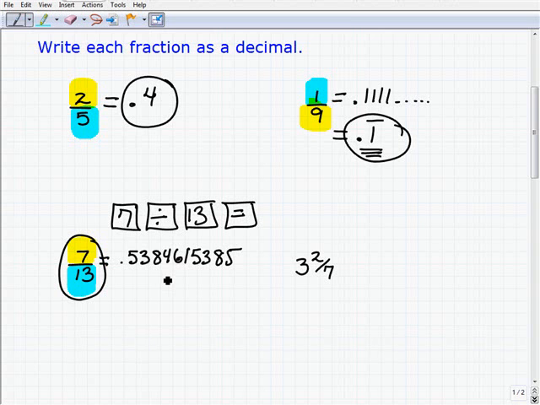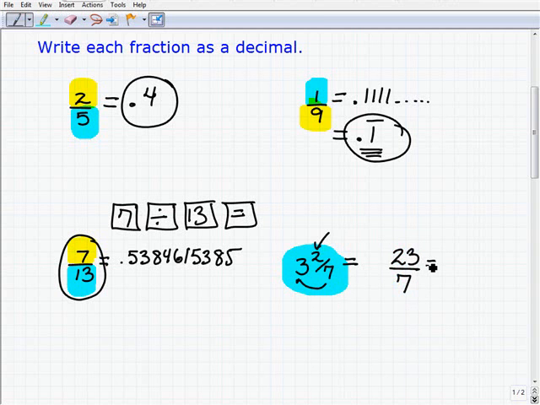Let's take a look at our last example here, and that's 3 2/7. This is a mixed number. So the first thing you have to do to write a mixed number as a decimal is to turn it into an improper fraction. So recall, we're going to take 7 and multiply it by 3. That's going to be 21. Then we're going to add it to the numerator, so 21 plus 2 is 23. And then we write that over the denominator, 7. So 3 2/7 is the same thing as 23/7.